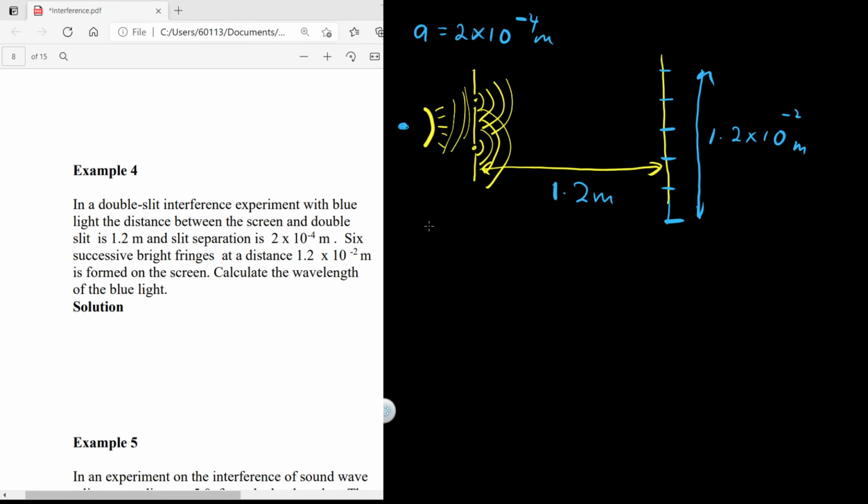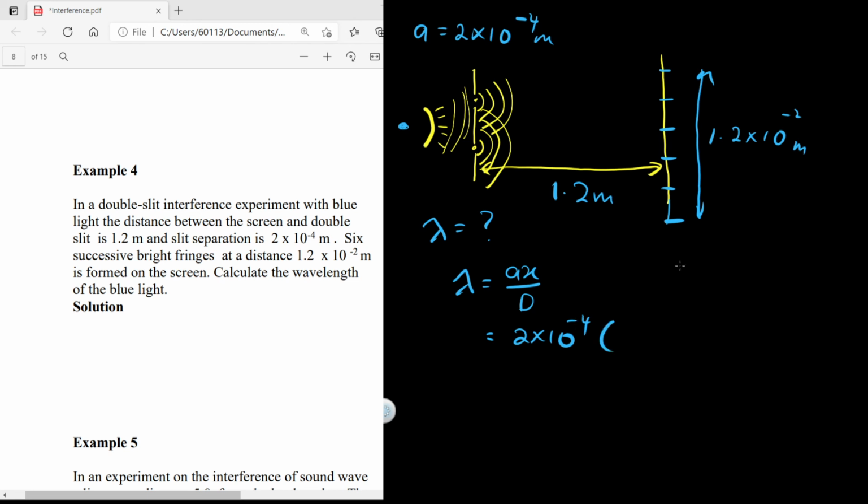Calculate the wavelength. So they want us to find the wavelength. What is the equation involved? Simple: lambda equals ax divided by D. What is our a? 2 times 10 to the power of minus 4 meter. Since all of them are in meters, we don't need to look at the units. But if the units are given in different units like centimeter or millimeter, then you need to change all of them into meter.